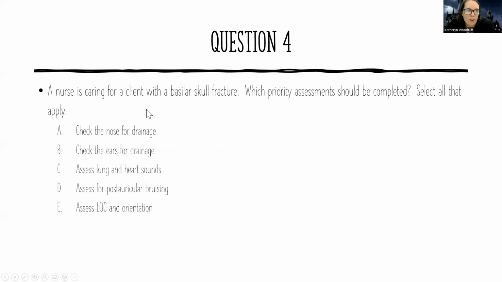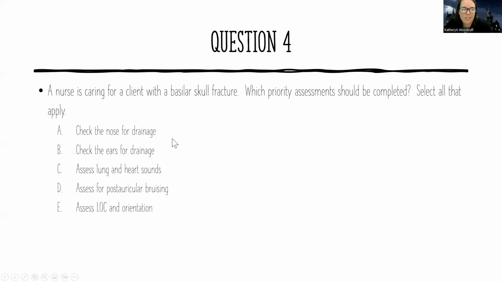So next, a nurse is caring for a client with a basilar skull fracture. What priority assessments should be completed? This one is a select all that apply. I think I've had two so far. Woohoo, I still got something. So this is a select all that apply. They have a basilar skull fracture, and I'm not just looking at any assessments, I'm looking at priority ones.